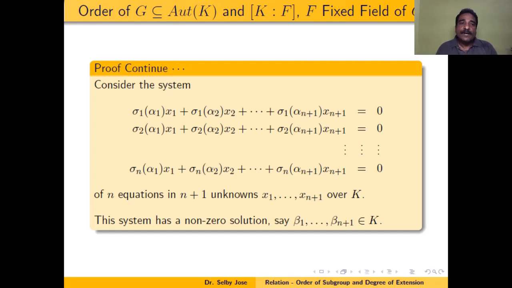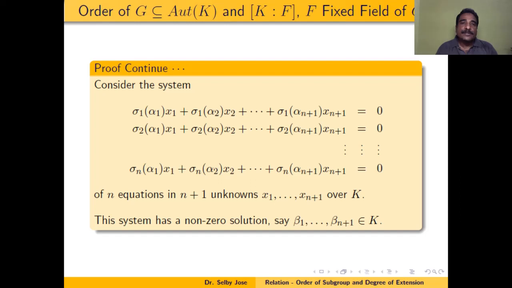So consider the system: sigma 1 of alpha 1 into h1 plus sigma 1 of alpha 2 into h2 plus etc. plus sigma 1 of alpha n plus 1 into h n plus 1 is equal to 0, and so on, up to sigma n of alpha 1 into h1 plus sigma n of alpha 2 into h2 plus etc. plus sigma n of alpha n plus 1 into h n plus 1, which is equal to 0. This system contains n equations and there are n plus 1 variables. Note that the coefficients, sigma i of alpha j, all belong to K because the sigma i's are automorphisms of K. So the number of equations is less than the number of variables. Therefore this system has infinitely many solutions, and therefore there are many non-zero solutions for the system.